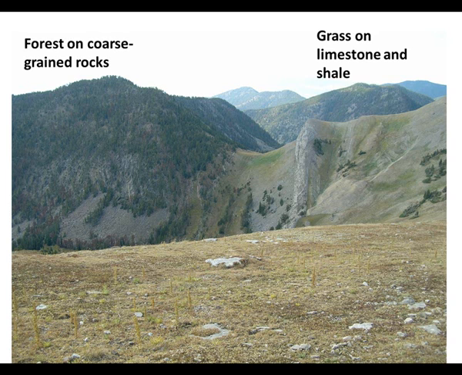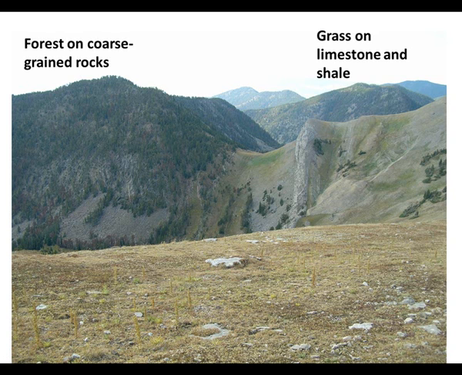Again, from the pass above Fairy Lake looking to the north, we see a big difference in vegetation. Trees on coarse-grained rocks to the west, more grass and much less forest on limestones and shales to the east. This is due to a difference in the water-holding ability of the sandy soil on the coarse rocks compared to the more clayey soil on the limestone, but also to a difference in the pH.